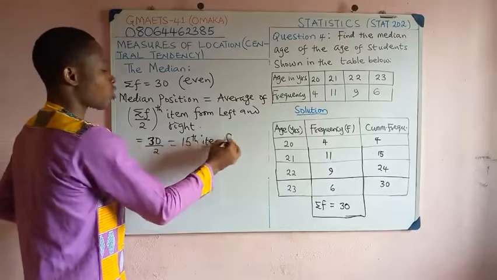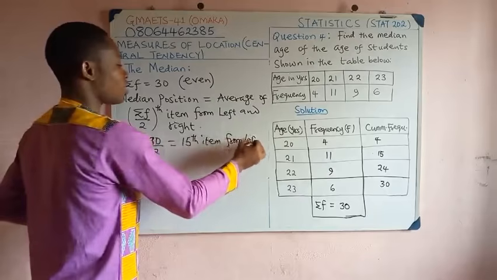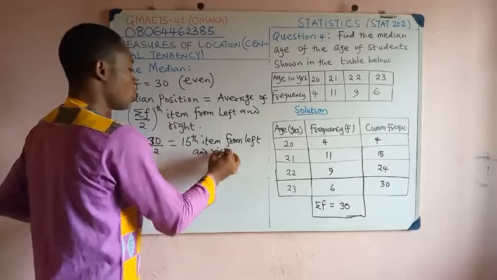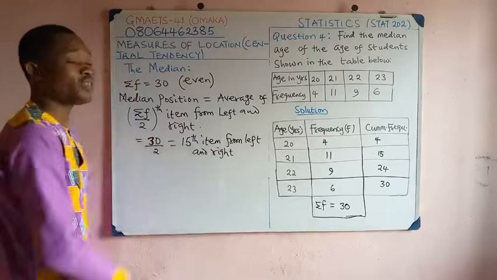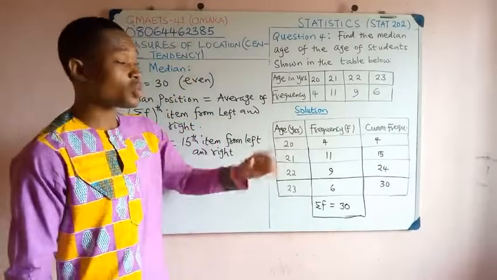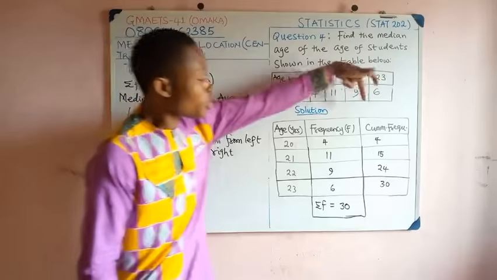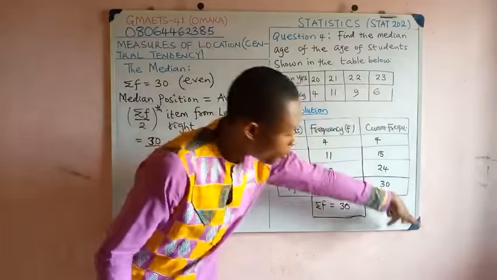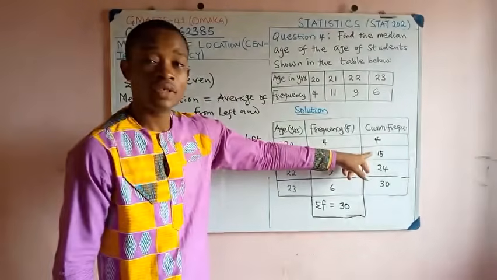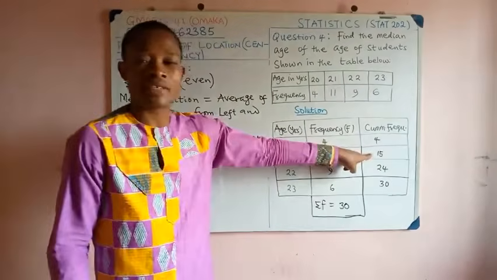15th item from left and right. So we're going to locate this 15 in the cumulative frequency column now. So get your pen and your book and follow along as we do that. We'll come to the cumulative frequency from top, going down, and we locate 15. And of course, we have 15 there, right? So this is exactly the 15th item.